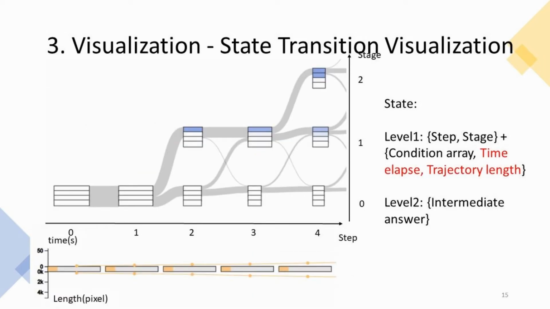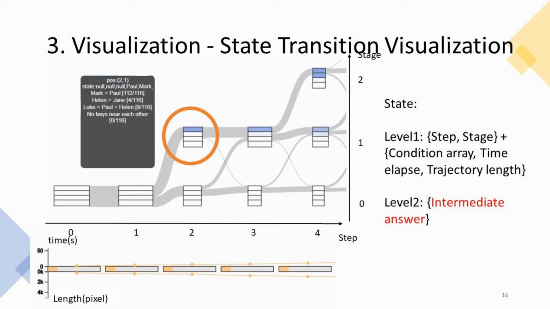We also use a dual axis to show students' average time and trajectory length on each step to indicate their engagement level. The step and stage constitute the first level of the state. The intermediate answer students filled in would be shown when hovering on the glyph. This data constitutes the second level of the state and would be used when calculating the data-driven recommended path.